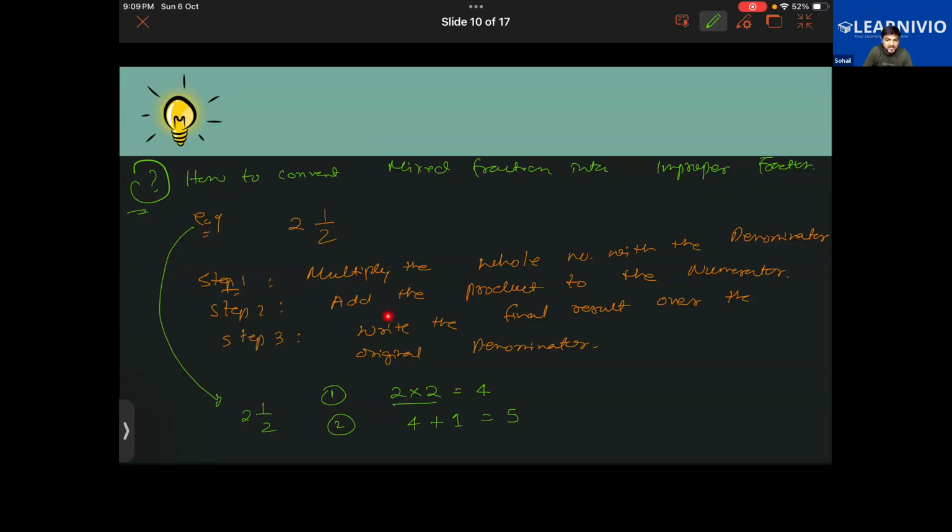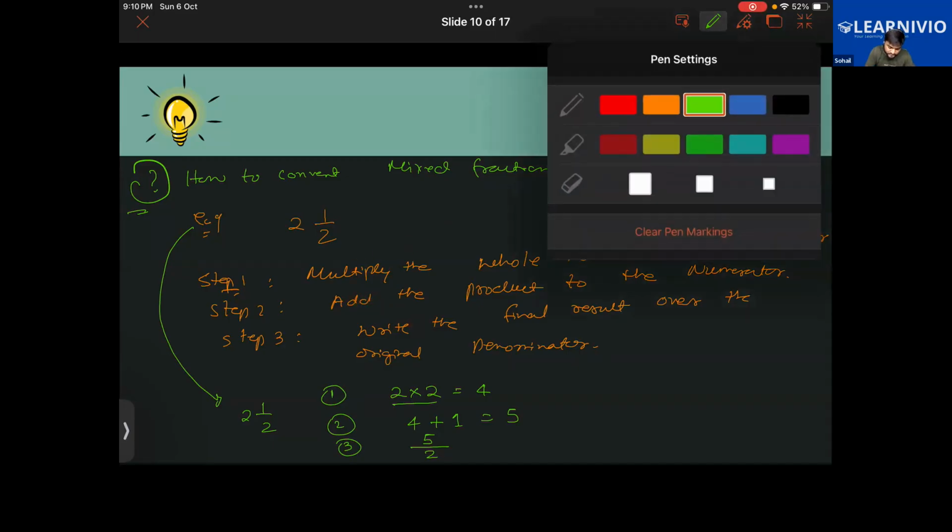Step number 3 says to write the final result over the original denominator. What is the final result you have gotten? 5. And the original denominator was 2. So write the final result over the original denominator. That is what we have done. This is how we convert from a mixed fraction into an improper fraction. Quickly write down the steps. Then you will be solving some questions.